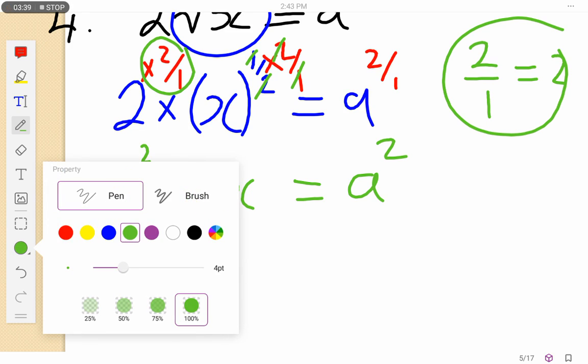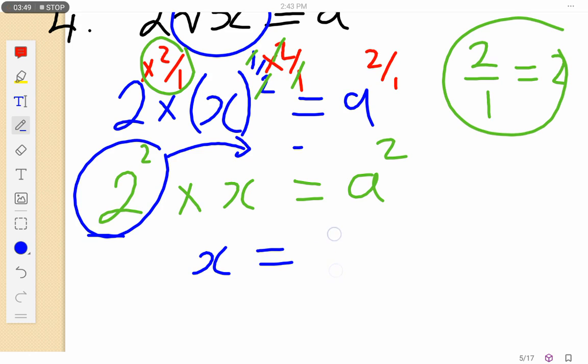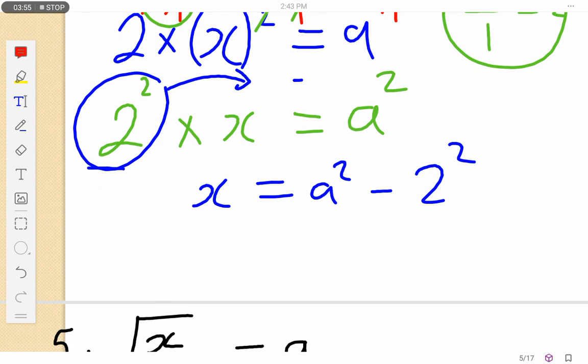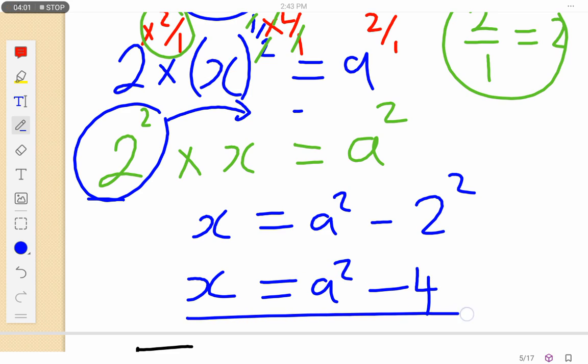Okay, now we have reached this point. We are going to take 2 squared to the right. I'm going to take this one to the right. It becomes minus. So I have x is equal to a squared minus 2 squared. Like that. So if I want, I can simply say our x is equal to a squared minus 4 there. This becomes the final answer.